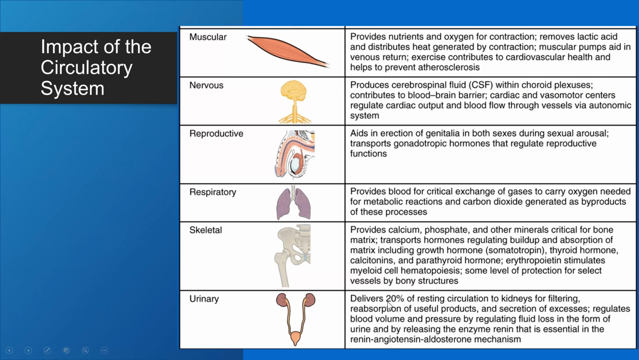Urinary system. About 20% of your blood of resting circulation is filtered by your kidneys. So it delivers 20% of resting circulation to the kidney for filtering and reabsorption of useful products. Secretion of excess regulates blood volume and pressure. We already talked about the endocrine system. Your blood will deliver the hormone renin, which will regulate the renin-angiotensin-aldosterone mechanism. That is a very important mechanism in regulation of blood pressure when blood pressure drops down. Right, so you can see there is no system in your body that would not depend on the circulatory system in some way or another.